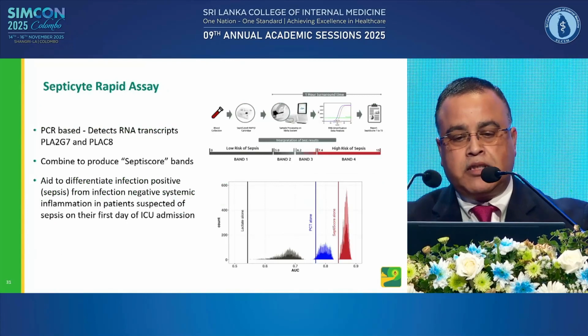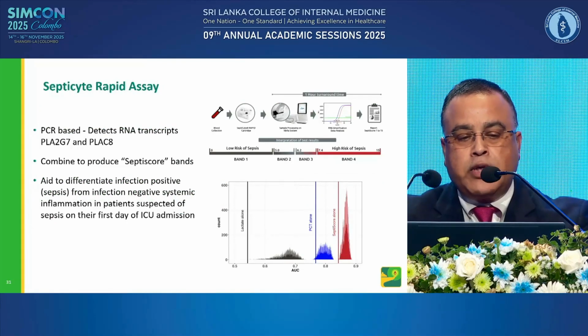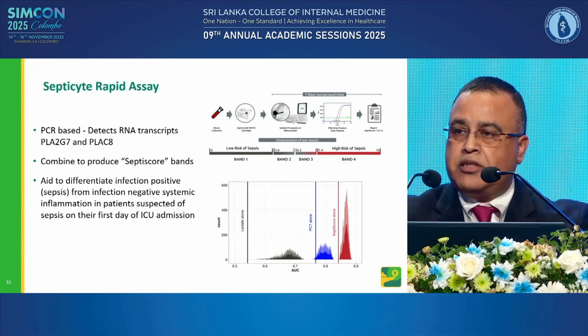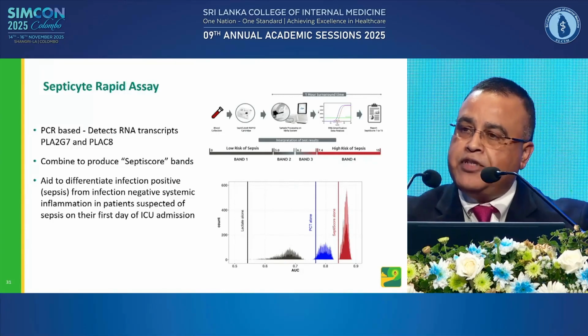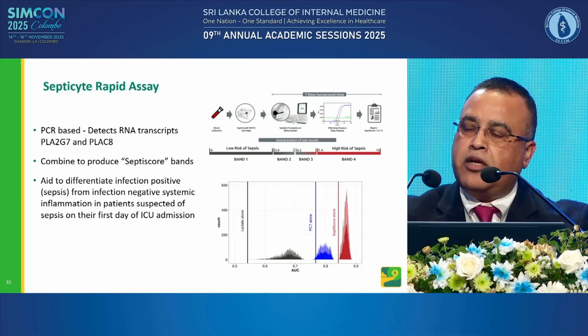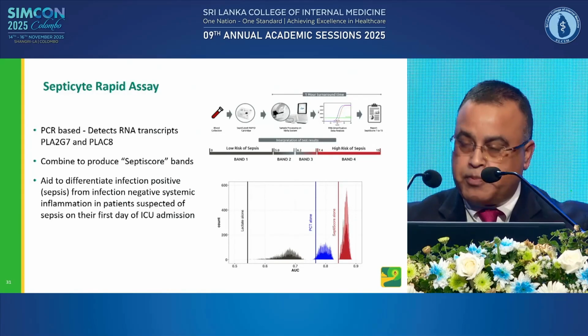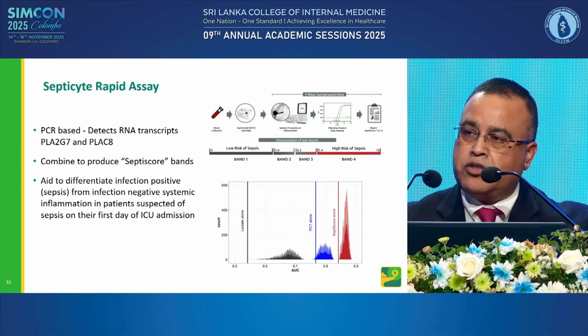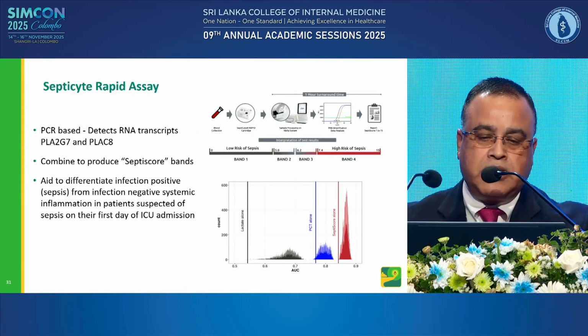The third one is looking at the RNA transcripts, PLA2G7 and PLAC8. By the way, all these tests are FDA approved and are being used mostly either in the pre-hospital care or at the emergency room to prevent giving antibiotics or to decrease the length of stay.